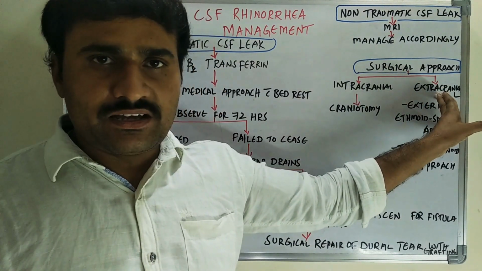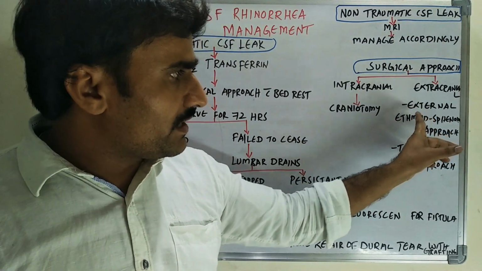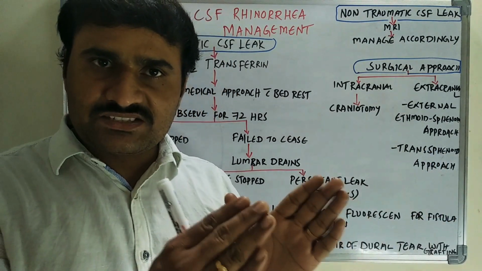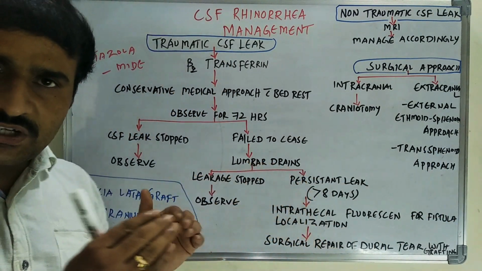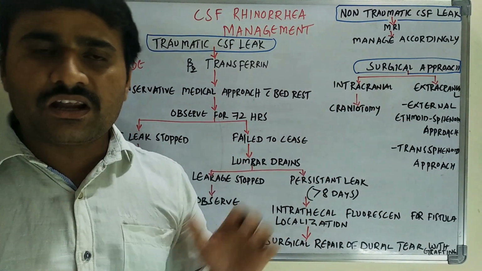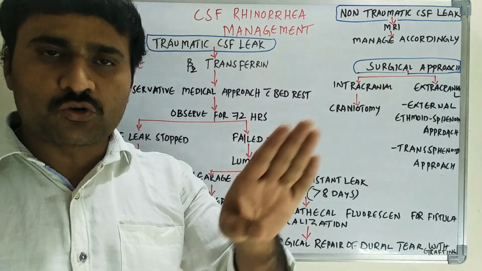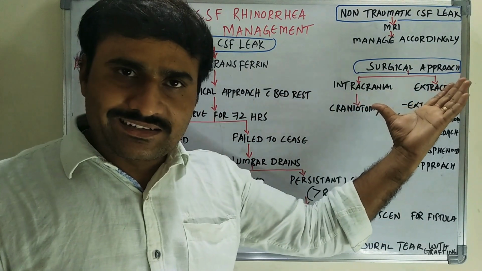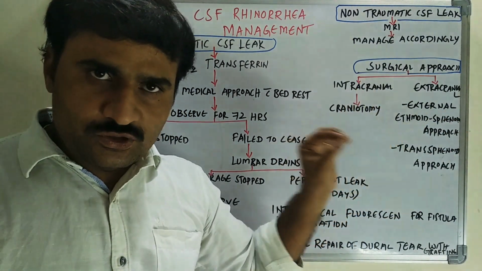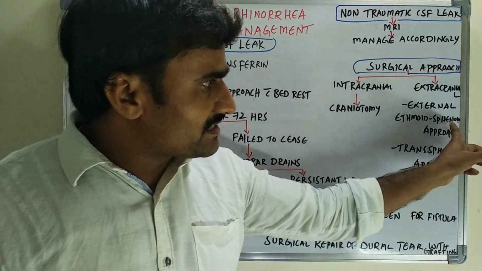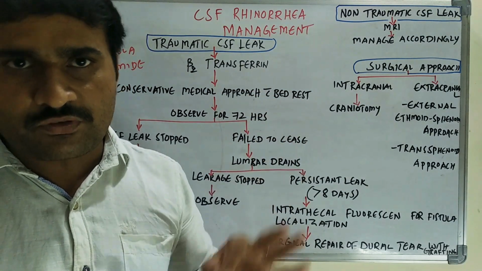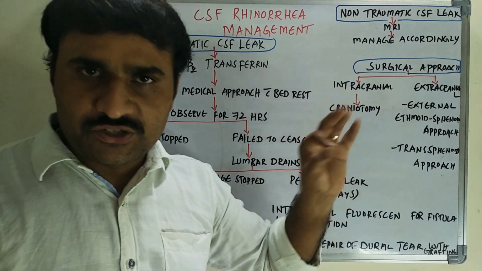Then in extracranial approach, you can use external ethmoidal sphenoid approach or transsphenoidal approach. The exact procedure is not much important to us because almost these procedures are done by the plastic surgeon or cranial neurosurgeon, right? So the detailed procedure is not important to us, but basics we should know, right? In ethmoidal and sphenoidal approach, we'll make an incision in the medial wall of the eye. From that incision, we can repair the dural tear, right?